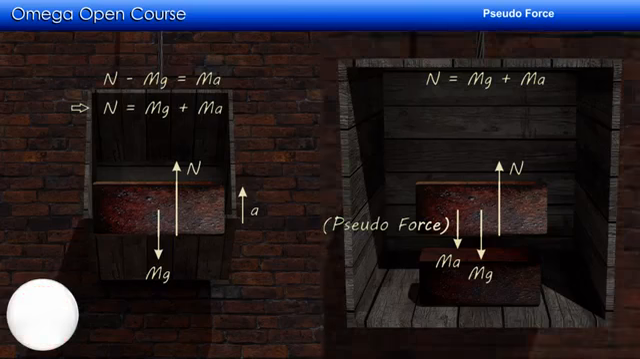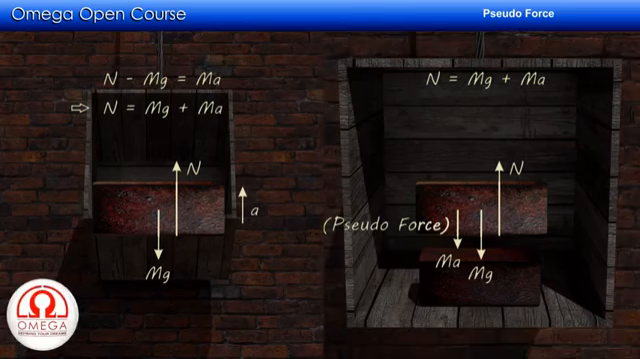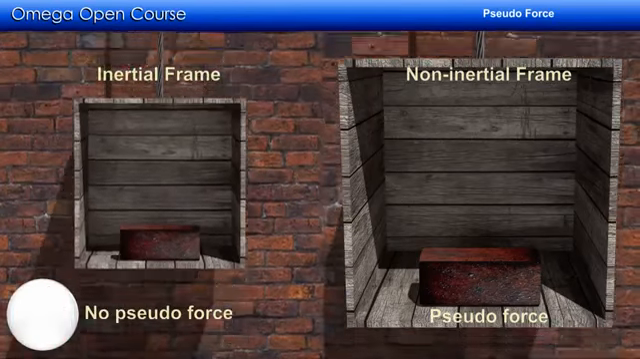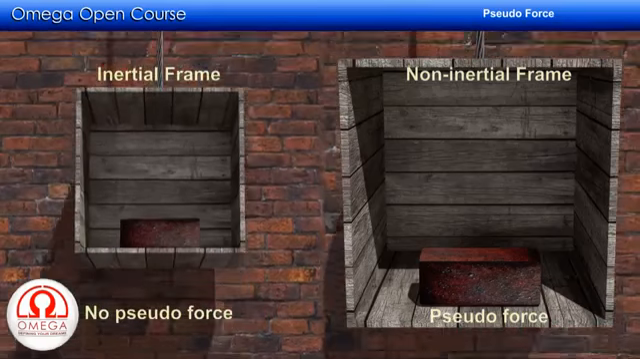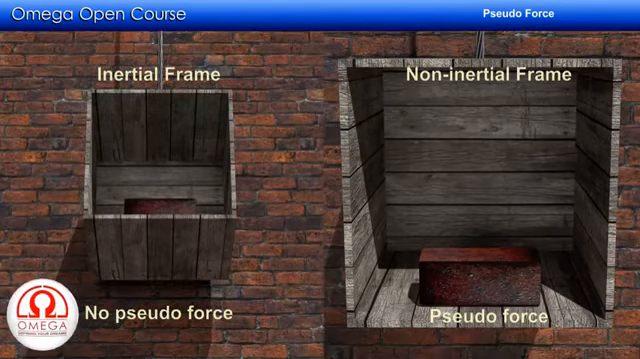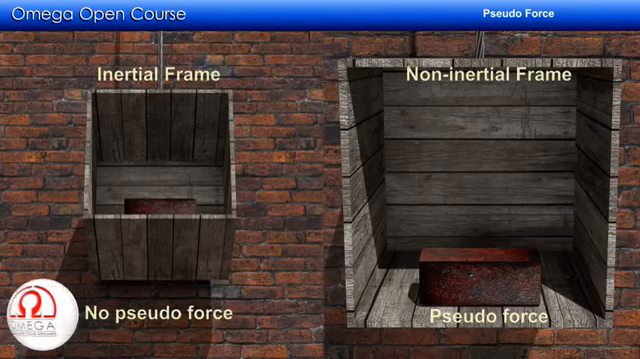But in our frame, the block is at rest and hence net force on the block must be 0. So you can see it depends on you what frame of reference you choose to solve a problem. If the frame you selected is inertial or not accelerating, there will be no pseudo force. But if you choose to solve a problem in accelerating or non-inertial frame, there will be pseudo force. Motion of the object will be different in both the cases.